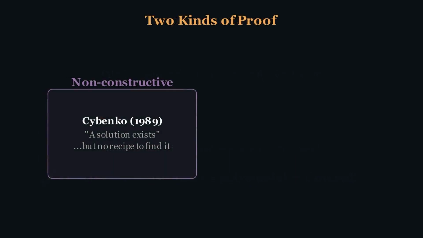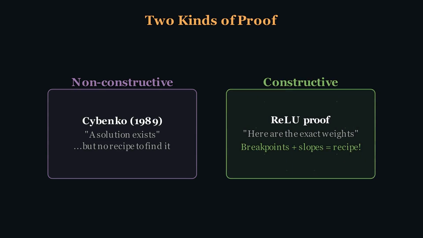And there's a beautiful distinction in how these theorems work. Cybenko's proof is non-constructive. It tells you a solution exists, but gives no recipe to find it. The ReLU proof, on the other hand, is fully constructive. You can compute the exact breakpoints and slopes that approximate any function. That's exactly what we just did with sine.